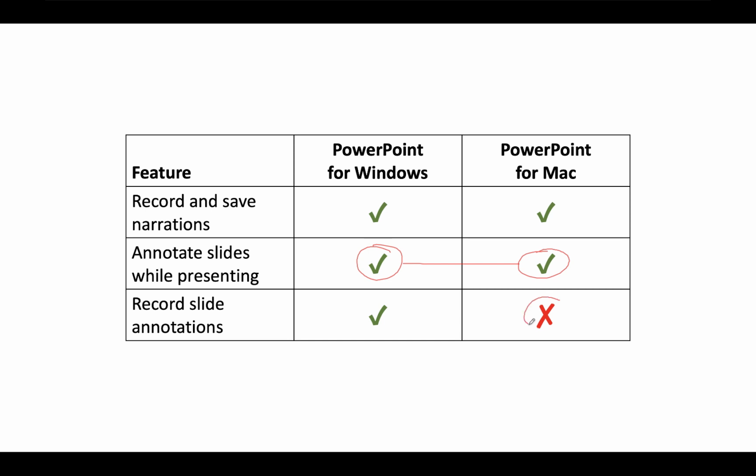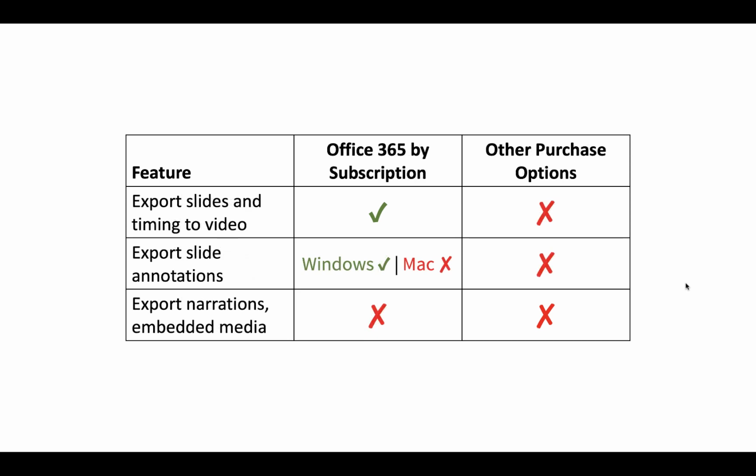However, you will also see this big red X right here, which indicates that the Mac version of PowerPoint cannot record those slide annotations. You can do them live, but if you're trying to record your presentation, the slide annotations will be discarded when the file is saved. That may impede your ability to use PowerPoint for Mac in the way you want to if you're trying to export to video.